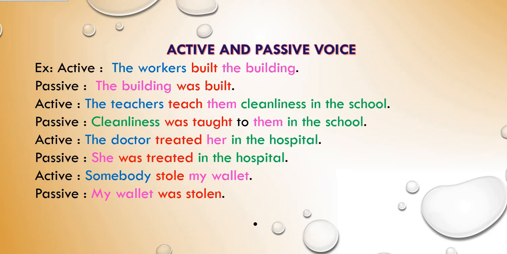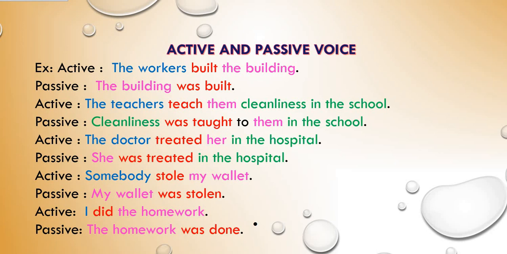Now, doctor is also some doctor. We are not particular about the doctor. If you are particular about the doctor, then you can say she was treated by Dr. Srivatsava or somebody. Okay. Next sentence. I did the homework. This is active. In passive form, it becomes the homework was done. Obviously by me only. Nobody else will do my homework.